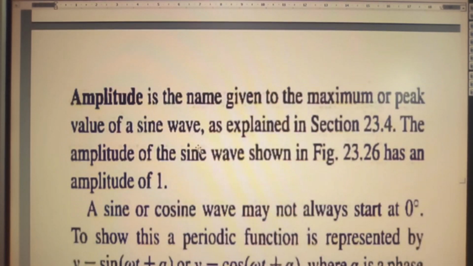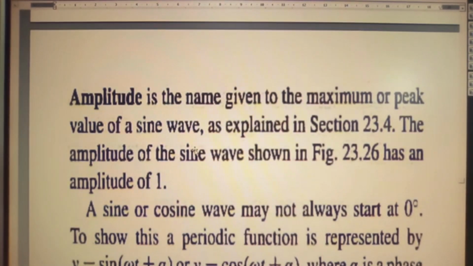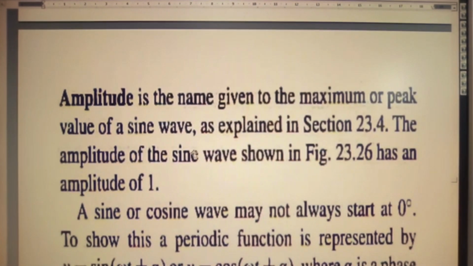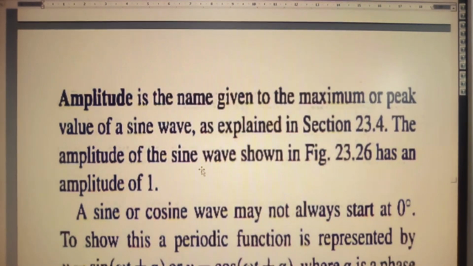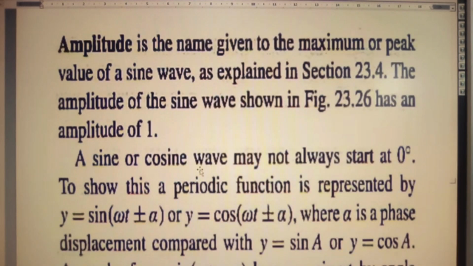Now, amplitude is the name given to the maximum or peak value of a sine wave, as explained in the section previously. The sine wave shown in figure 23.6 has an amplitude of 1.